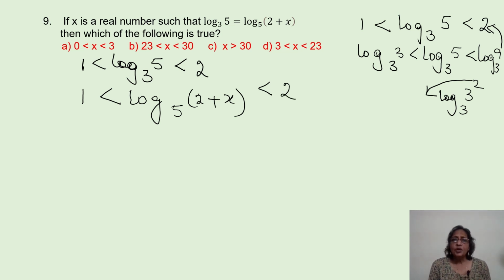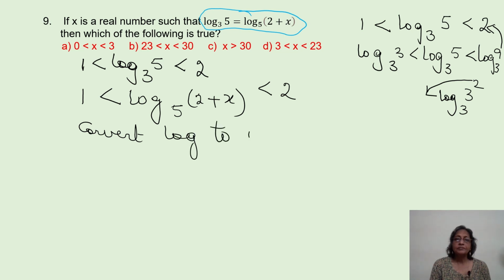Okay? So if you look at this, what I have done here is I have taken what is given to me. That is this. All right? Now, our middle number is a log and both the other numbers are numericals. So I am going to convert the log to index number on both the sides.